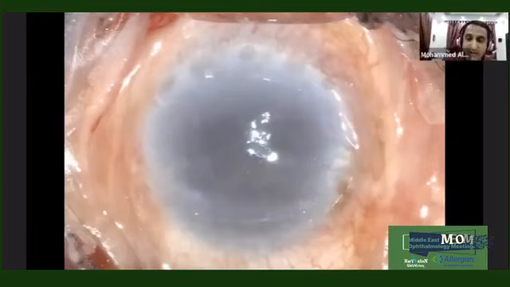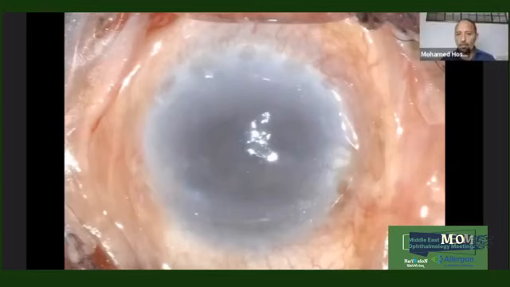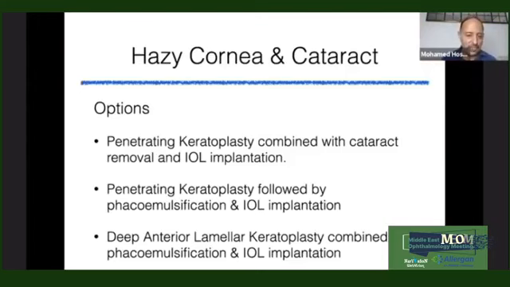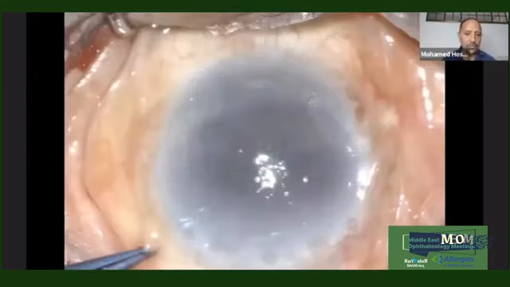Okay, is there any other opinion or any other way of thinking from other colleagues here? I think I would go for option number 3, definitely, a DALK with the phaco. As you remove the main bulk of the opacified stroma, you can see very clearly the anterior chamber. I think I would go for this, but what I would do is a femto-DALK.